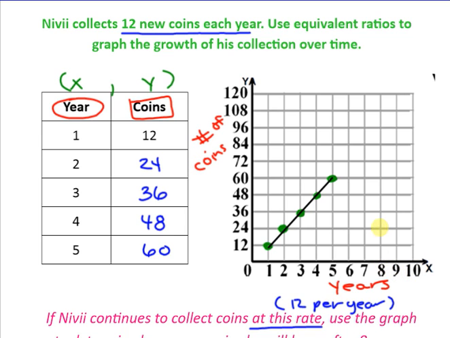Now, it wants to know how many he's going to have after 8 years. So this line right here. Well, if we took our line and we kept it on the same exact trajectory, how many coins would he have? It would hit right here, and we would come across, and he would have 96.